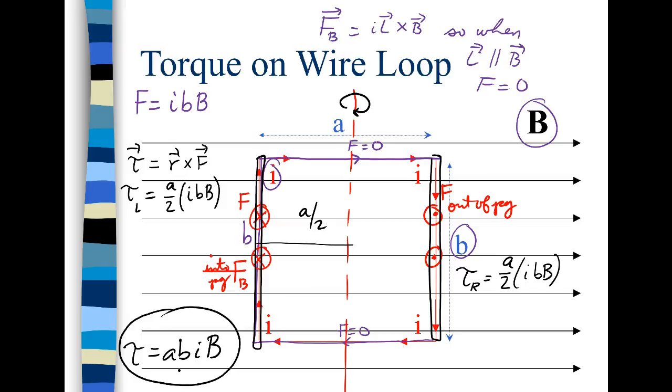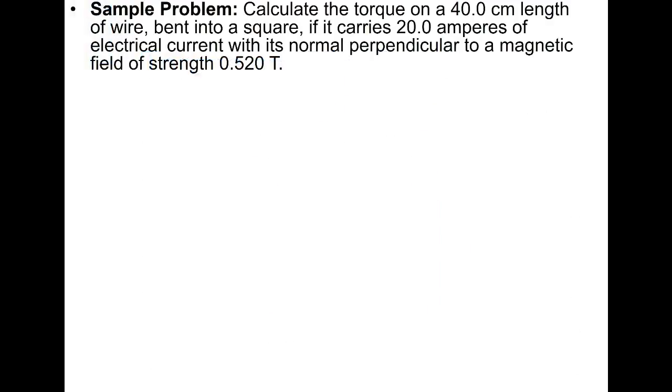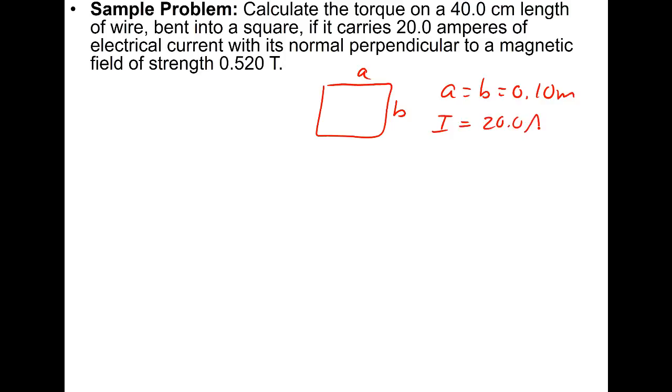Now in this case, ab right here actually represents the area of this loop. Now that's not always going to be the case, but it is in this example. So let's go ahead and calculate this. We want to calculate the torque on a 40 centimeter length of wire bent into a square. So that means that a is equal to b is equal to 0.10 meters. We have a current of 20 amps, and we have a magnetic field which is perpendicular to that of 0.520 Tesla.